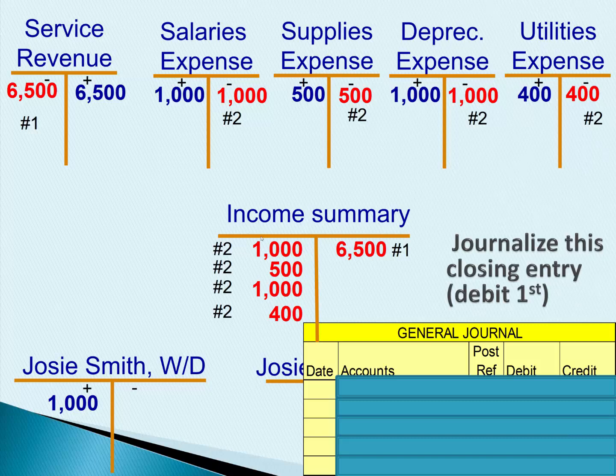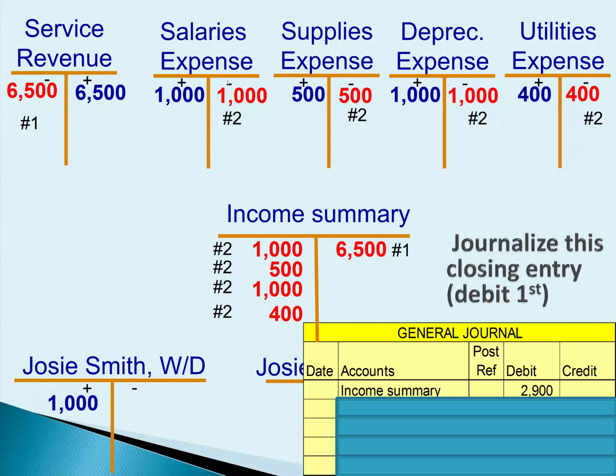Now, what a lot of students mistakenly do is they think we're going to debit income summary 4 times. Well, you could, but that's a lot of extra work, and it makes the journal entry pretty large. So instead of debiting it 4 times, we're just going to add these up, 2,900, and we're going to put that as one single debit.